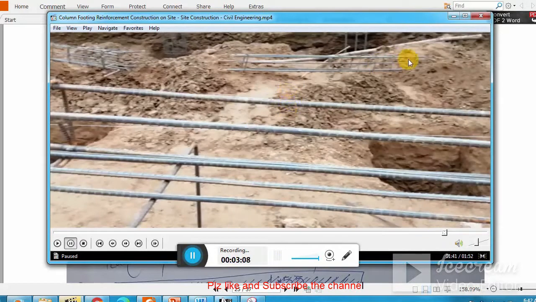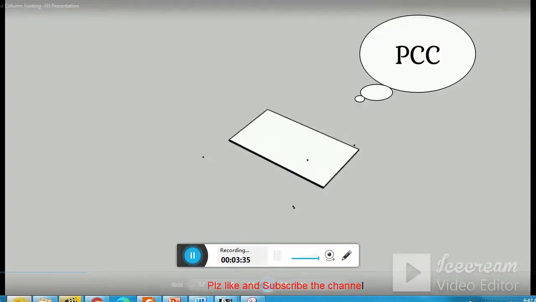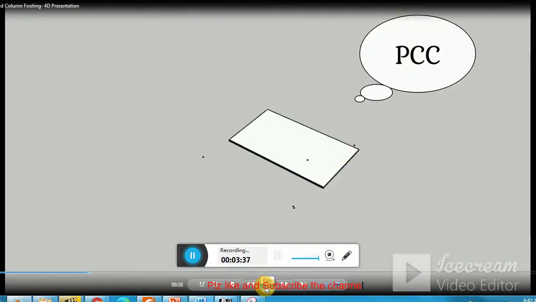Let us look at the bar length. From the surface of the ground, the bar should extend for a distance of Ld, or you can say a lap length. I will discuss that later. Let us see this video.